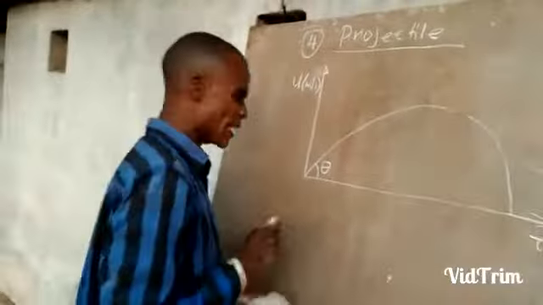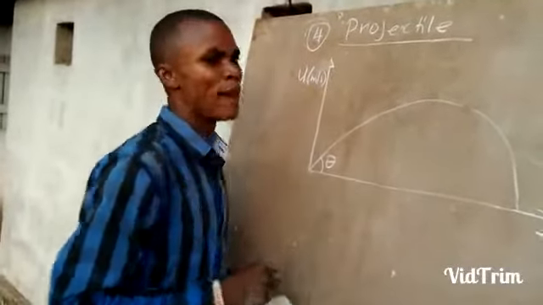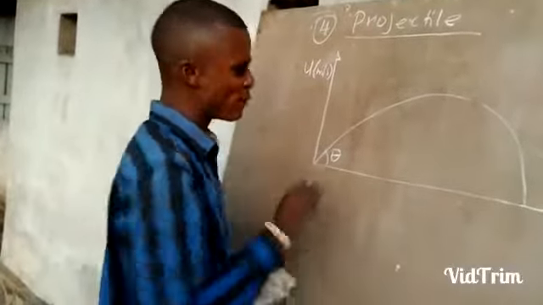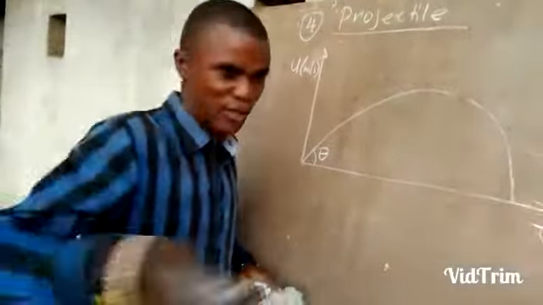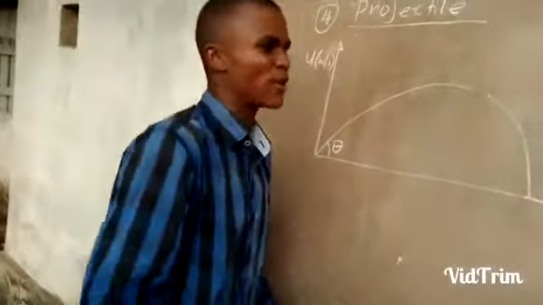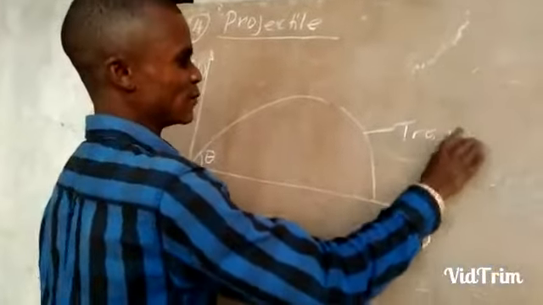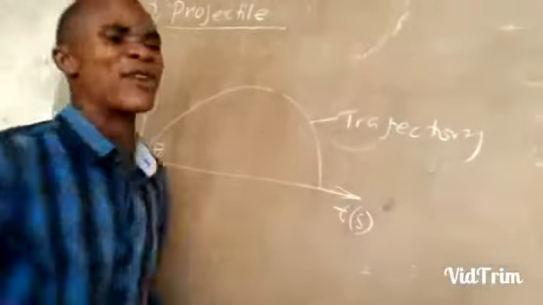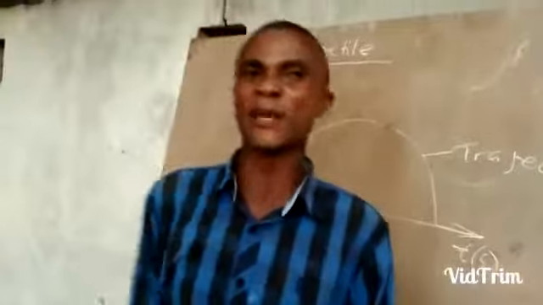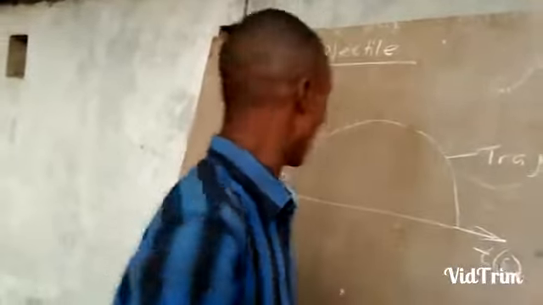So if that is the case, the path that is traveled by the projectile, that means the route this object is taking, that particular line or route the object takes is known as trajectory. So when you want to define the trajectory, you say trajectory is the path or the road or the route taken by a projectile.